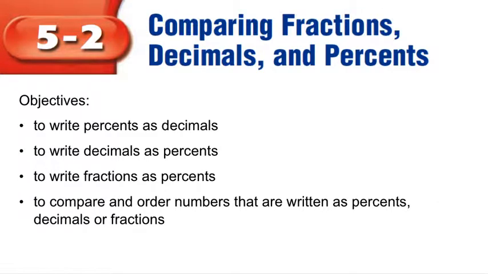All right, welcome to lesson 2 in chapter 5, and we are going to have a whole bunch of different things we're doing in this lesson. We're going to be writing percents as decimals and decimals as percents. We will be writing fractions as percents, and we'll also be comparing and ordering numbers that are written as percents, decimals, or fractions. So here we go.